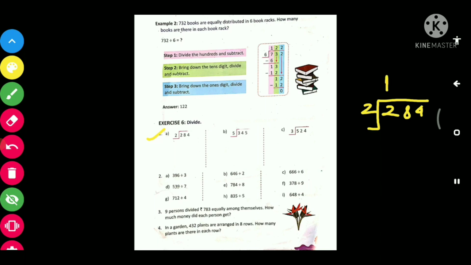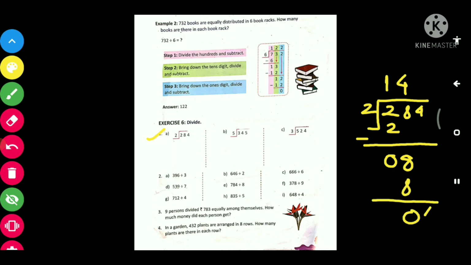So 2 ones are 2, we know this one, right? Now we'll subtract these two numbers. 2 minus 2 is 0, and this 8 will be there. Now in the multiplication table of 2, is 8 there or not? 2 fours are 8, right? Again we'll get 0, and now this 4 will come down. First this 8, then this 4.